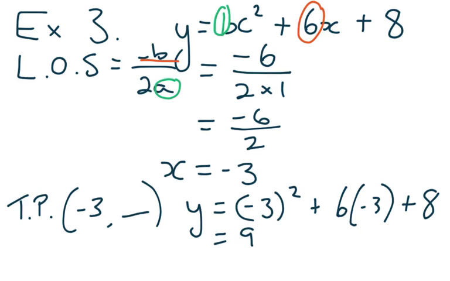So we get 9, take 18 plus 8. 9 take 18 is -9. -9 plus 8 is -1. So our turning point is -3, -1. Okay, so we've got the line of symmetry and the turning point. We just need to get the y-intercept now.